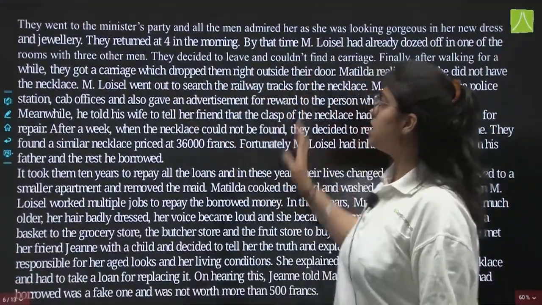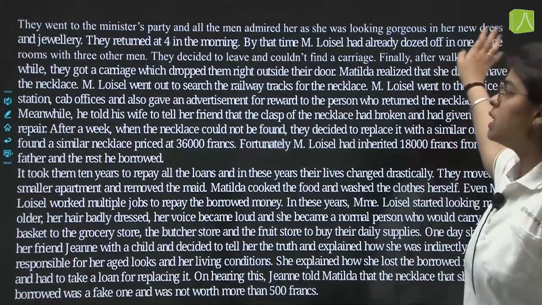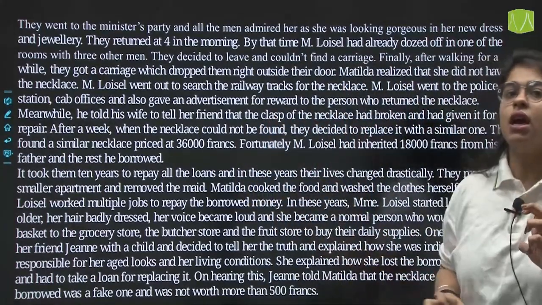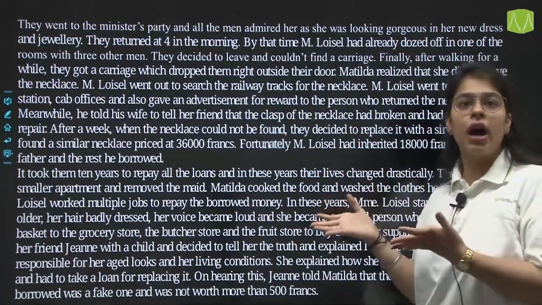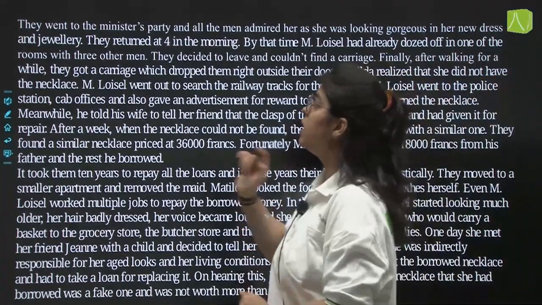Now they went to the minister's party and all the men admired her as she was looking gorgeous in her new dress and jewelry. The dress she had purchased with those 400 francs that her husband had given her, and the jewelry she arranged from her friend.